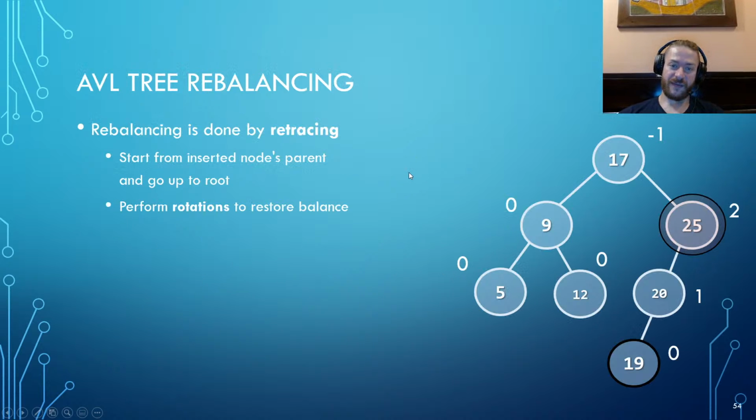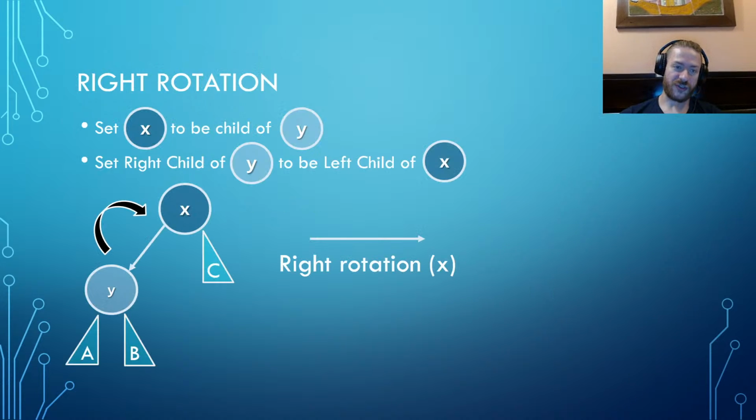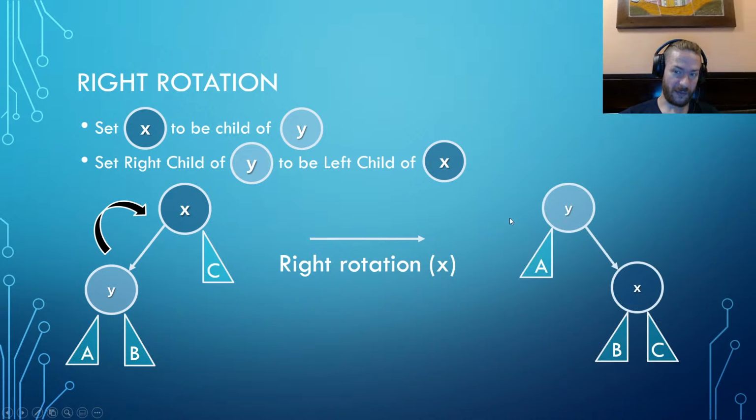How to fix the imbalance of the tree? We need to perform rotations. Rotations are right or left. Here we have a right rotation. So if we need to rotate to the right, what we need to do is set x to be the child of y, and we need to set the right child of y to be the left child of x. So a right rotation will become like this.